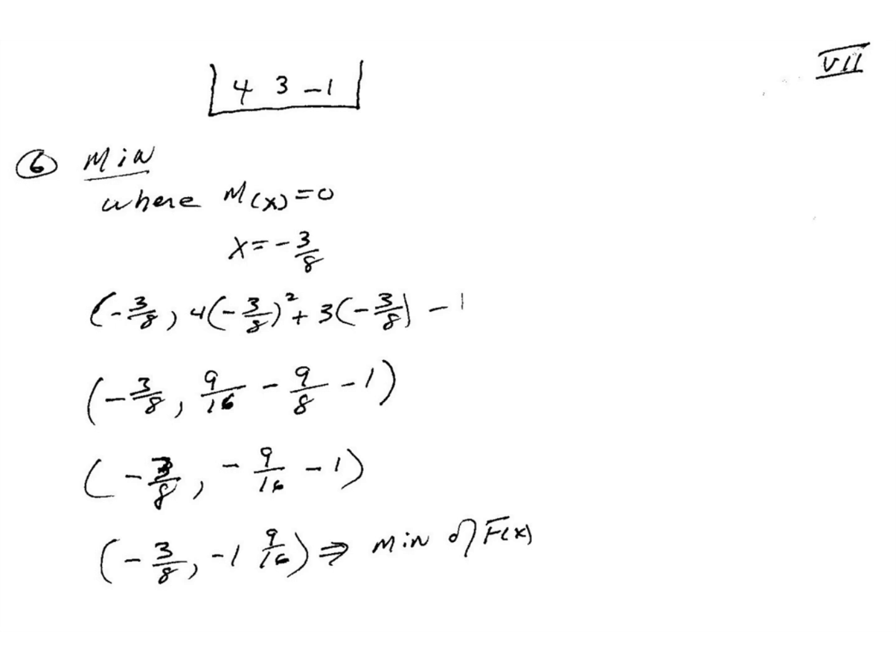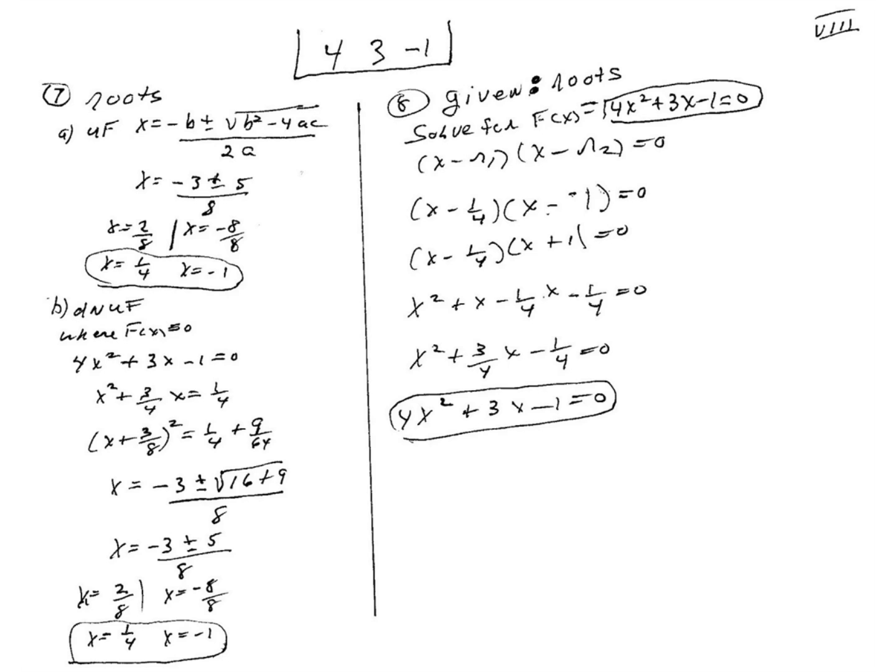Step 6, we're looking for the minimum. That's where m of x is 0, x is minus 3/8. We found that out in one of our previous steps. Then plugging in for the ordered pair x, y, we plug in that minus 3/8, we solve for the y, and that ends up with minus 3/8, comma, minus 1 and 9/16 as the minimum of f of x.